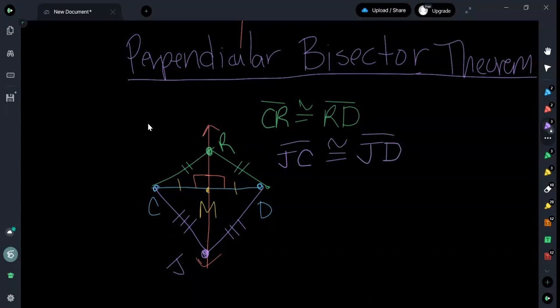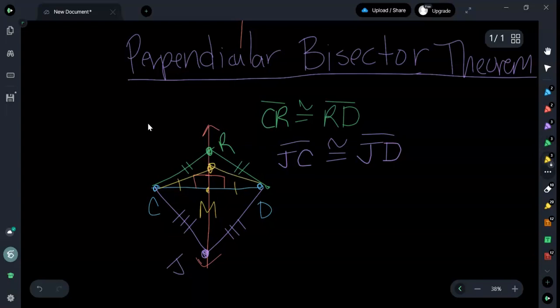You kind of get the idea. This will work with any point I put on this line. I could put a point here, and this one would be the same. I could put a point here, and this one would be the same. So basically that's what the perpendicular bisector theorem is saying.